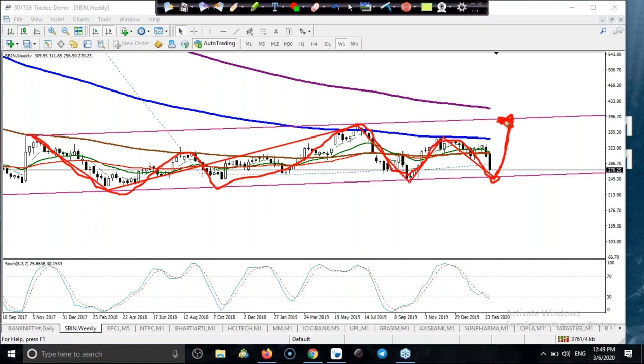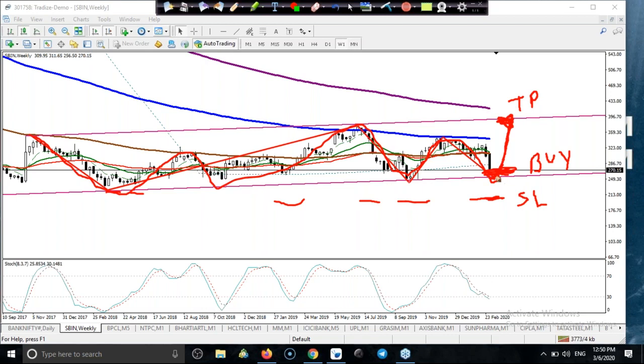So in that case, forget about option trading, you just come to normal trading. What will you do? Somewhere here we will buy, and we will place our SL a little more below this area. Suppose our SL is somewhere here, and that is our target, take profit.